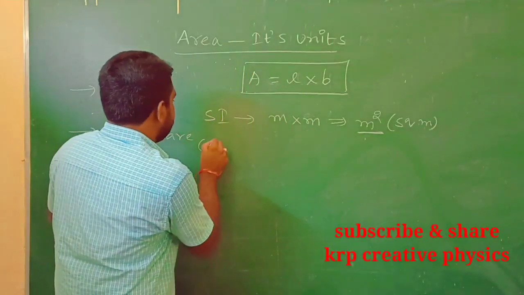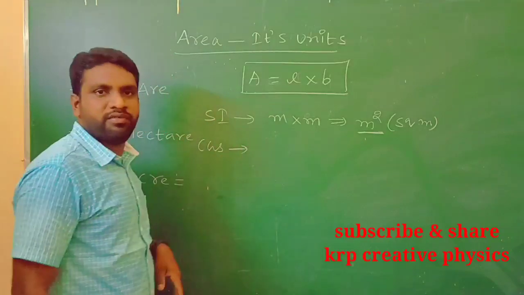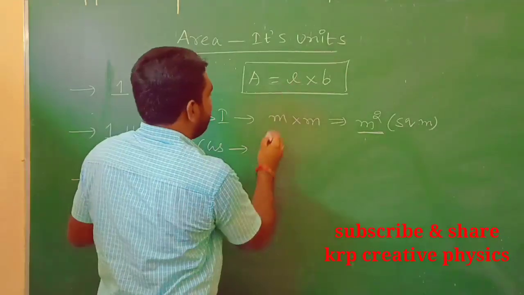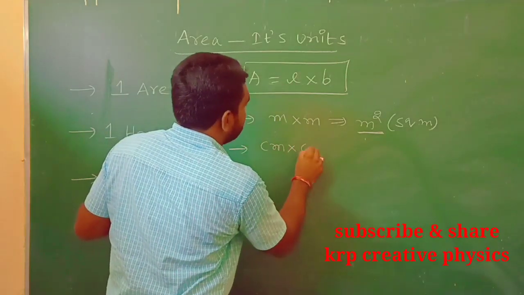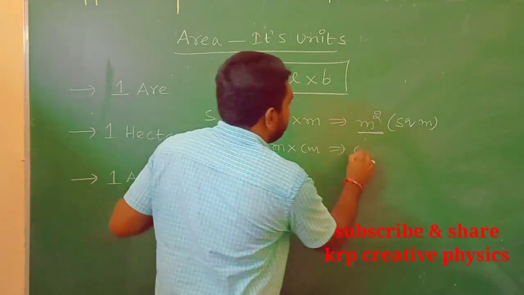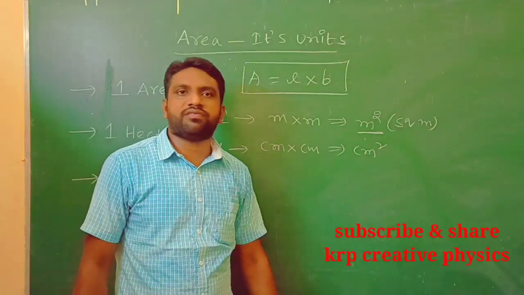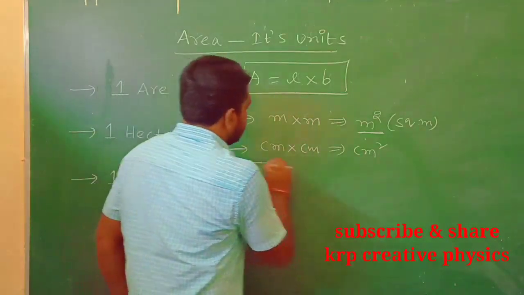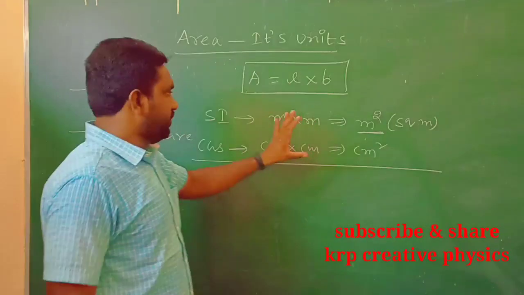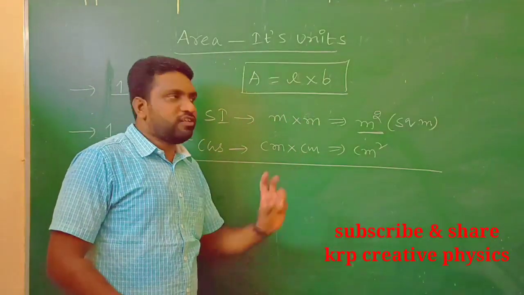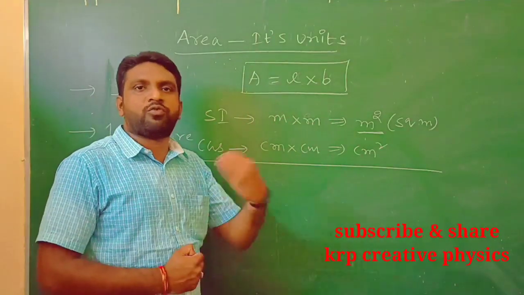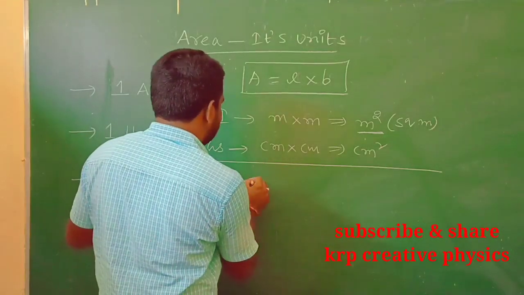Now we will consider the CGS unit. In the CGS system, we measure length and breadth both in centimeters. That means centimeter square. That is the CGS unit of area. These two are common units. Including these two units, we have two more units.